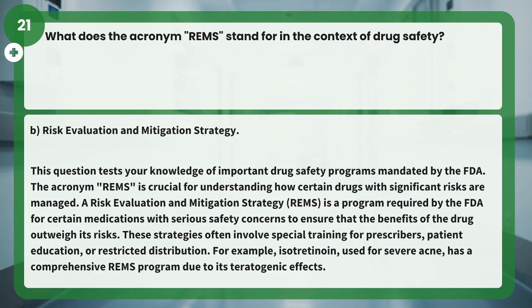Answer B. Risk Evaluation and Mitigation Strategy. This question tests your knowledge of important drug safety programs mandated by the FDA. The acronym REMS is crucial for understanding how certain drugs with significant risks are managed. A Risk Evaluation and Mitigation Strategy, REMS, is a program required by the FDA for certain medications with serious safety concerns to ensure that the benefits of the drug outweigh its risks. These strategies often involve special training for prescribers, patient education, or restricted distribution. For example, isotretinoin, used for severe acne, has a comprehensive REMS program due to its teratogenic effects.